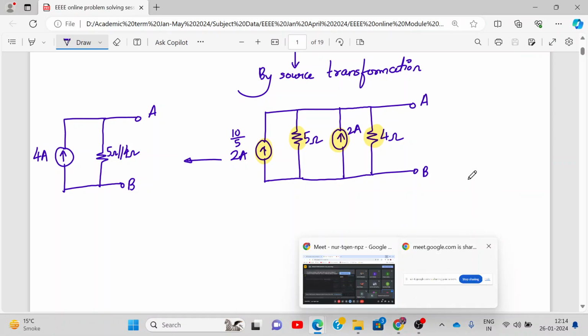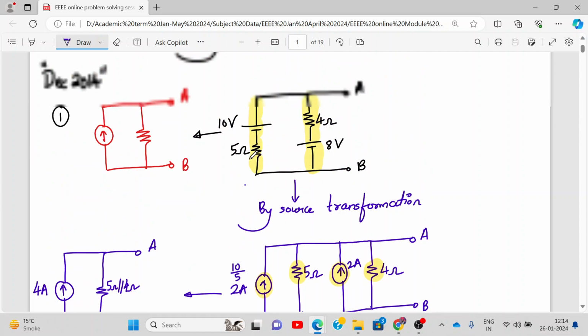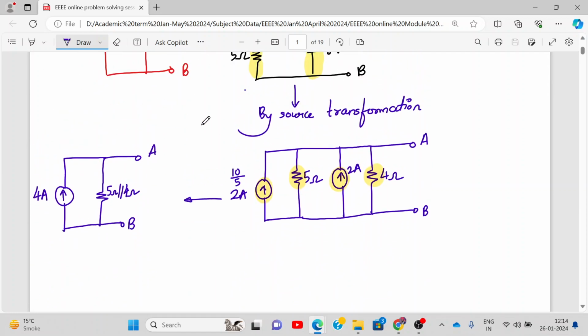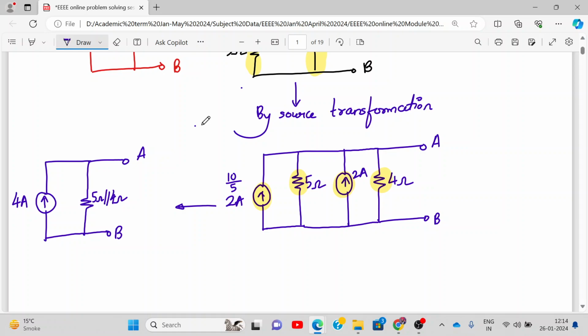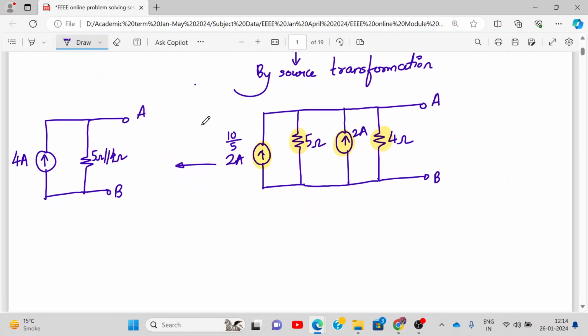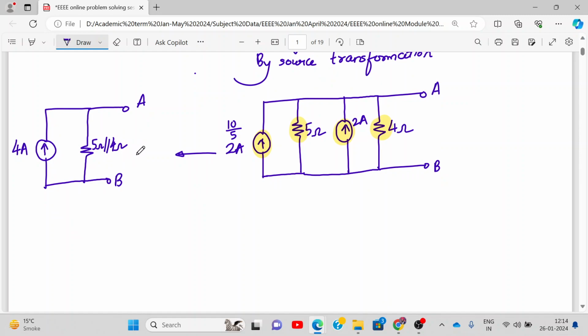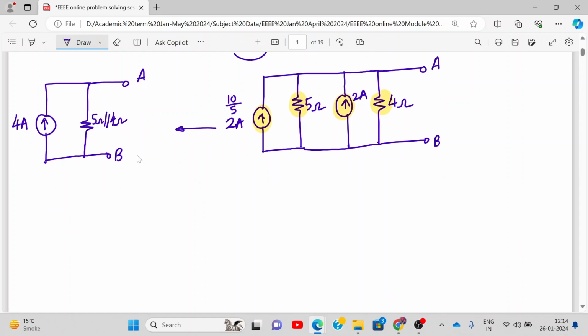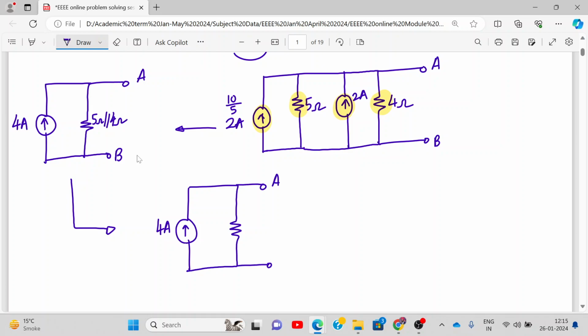You can hear me all right? Whatever I am doing over here in the white screen is visible, right? So let me know the answer of 5 ohm parallel to 4 ohm. 2.22. Okay, so this is 4 ampere and the value is 2.22, never ending 2, right? Yes, this is what we wanted.